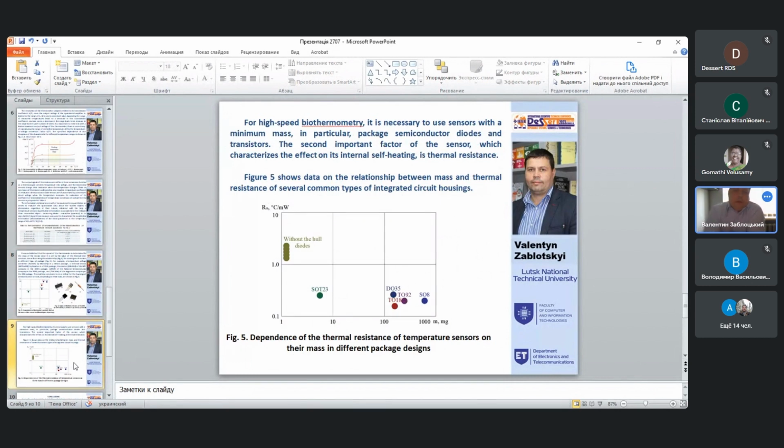For high-speed thermometry, it is necessary to use a sensor with a minimum mass, in particular packaged semiconductor diodes and transistors. The second important factor of the sensors, which characterizes the effect of self-heating, is thermal resistance. Figure 5 shows data on the relationship between mass and thermal resistance of several common types of integrated circuit housing.